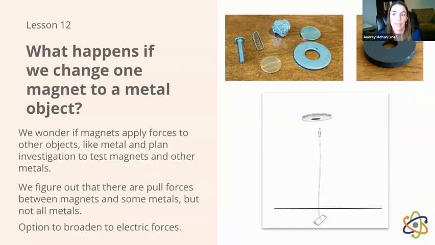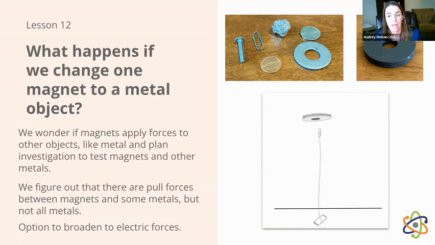So what happens with magnets interacting with other materials? Students will test a bunch of other possible materials to use on sculptures, and they will figure out that not all metals have a force. Magnets don't actually have a pull force on all other metals, only certain types of metals, but not all of them.